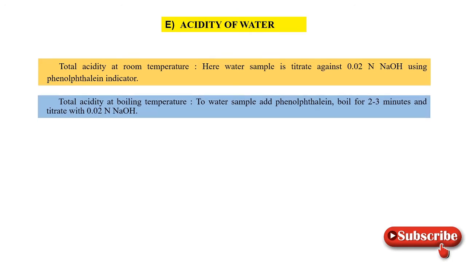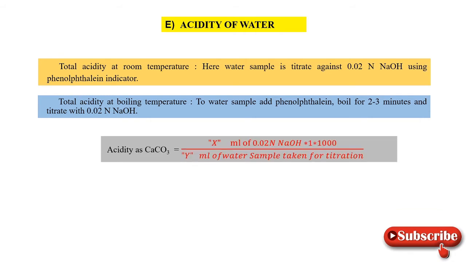Total acidity at boiling temperature. To water sample add phenolphthalein, boil for 2 to 3 minutes and titrate with 0.02 normal NaOH. So for total acidity at the boiling temperature we simply boil the water sample for 2 to 3 minutes and titrate with 0.02 solution. So here acidity as CaCO3 we can calculate by the following formula, that is x ml of 0.02 normal NaOH solution required into 1 into 1000 divided by y.